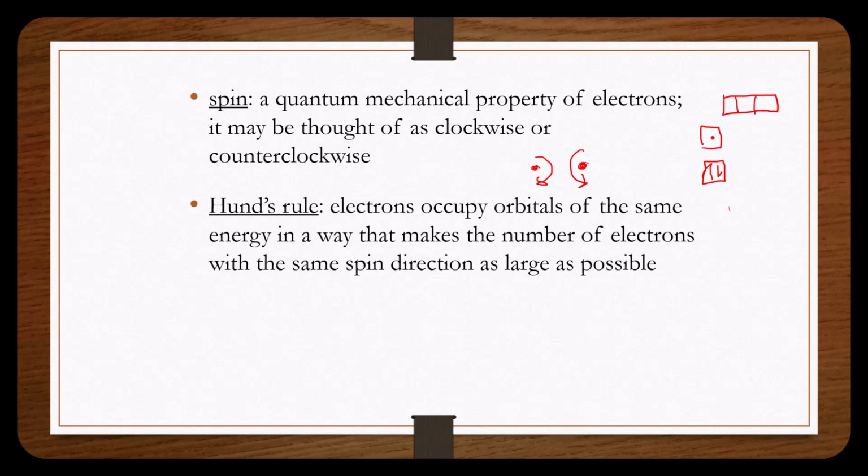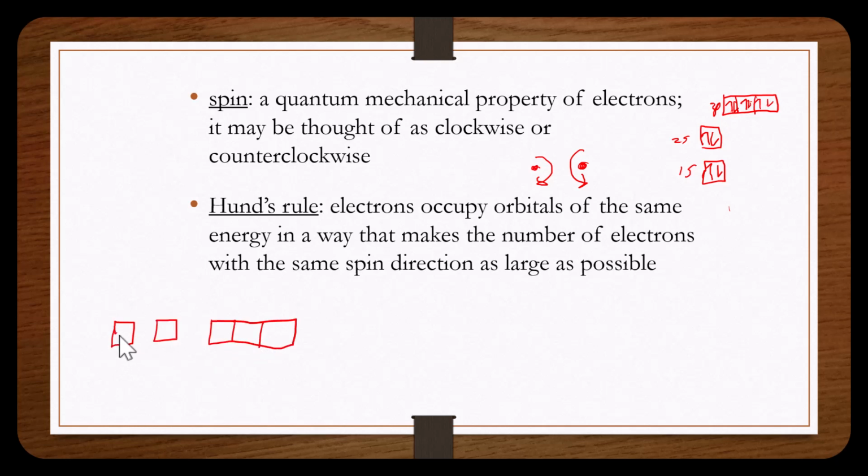So what that's saying is when we go to the 2p orbital, we would fill this up with electrons going in the same direction because they're the same energy first to make it as large as possible, and then come back and fill the rest with opposite spins.